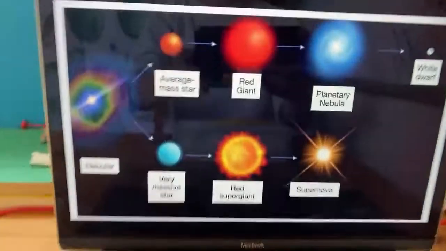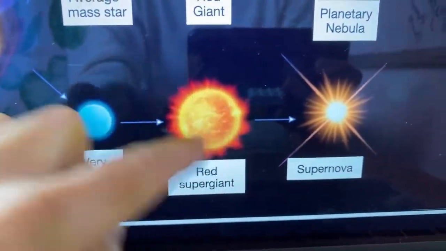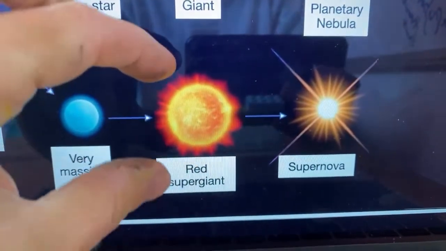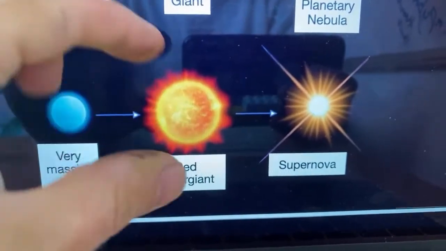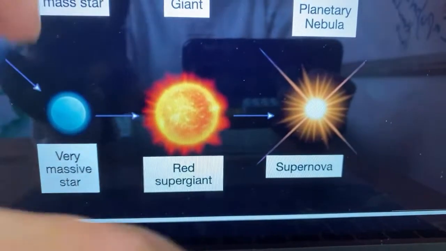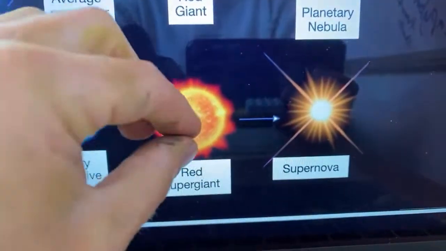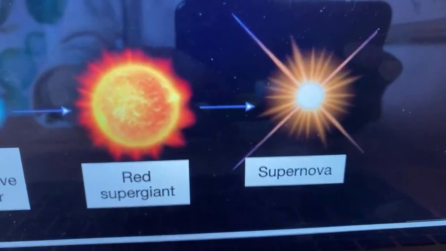So supernovas are red supergiants that have run out of fuel, so collapsed. Neutrons have formed inside the red supergiant. They've fallen towards each other and suddenly stopped. And then you just get this massive reverberating shockwave as all those neutrons vibrate into each other, which is what a supernova is.